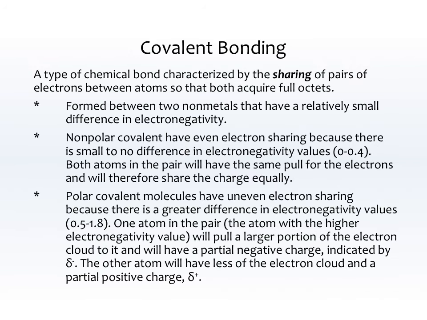Okay, covalent bonding is a type of chemical bond characterized by the sharing of pairs of electrons between atoms so that both acquire full octets. Not transfer, but share. They're formed between two nonmetals, so two things that are generally on the right-hand side of the periodic table, that have a relatively small difference in electronegativity.